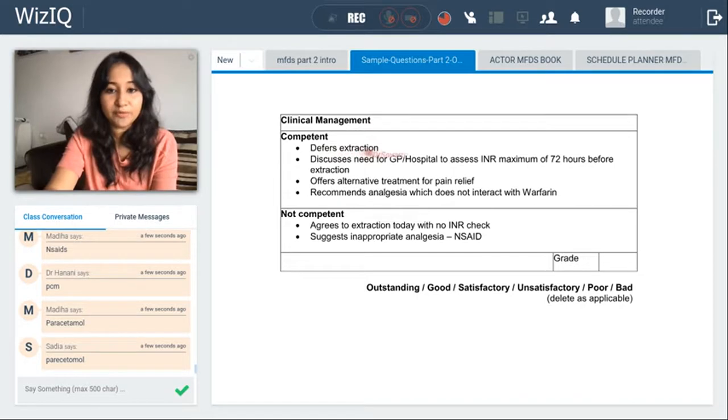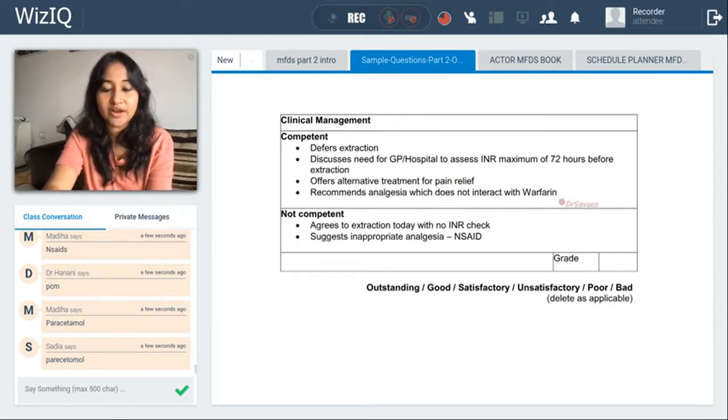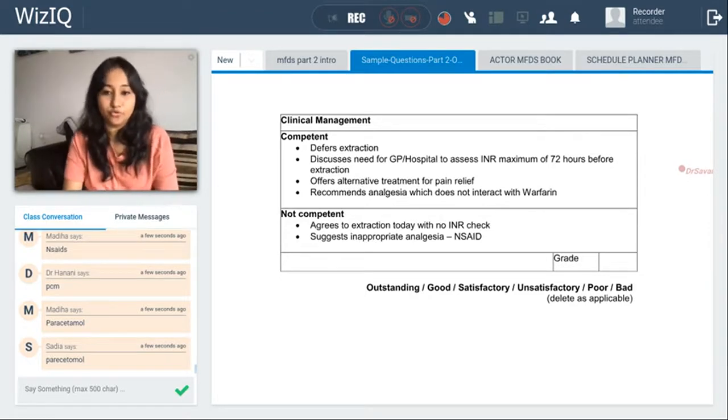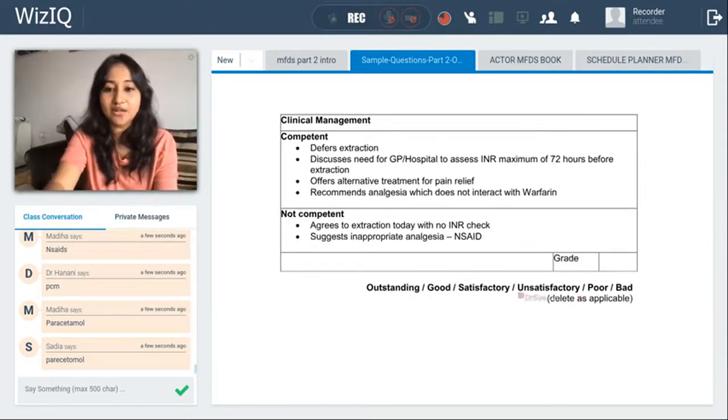You have to defer treatment today. You have to discuss the need for a general practitioner or hospital to assess the INR maximum of 72 hours before extraction. Alternative treatment for pain relief recommends analgesia which does not interact with warfarin. So this is what you have to do. So here they'll be marking you.